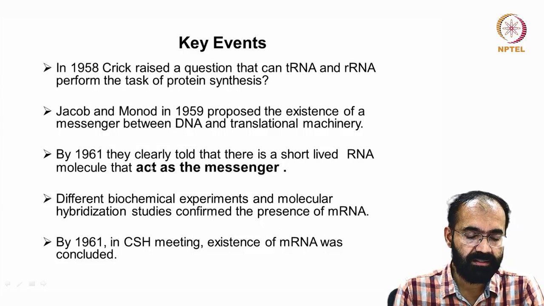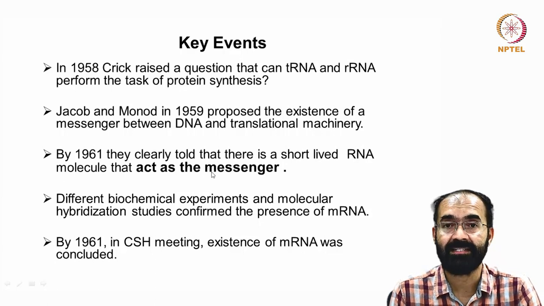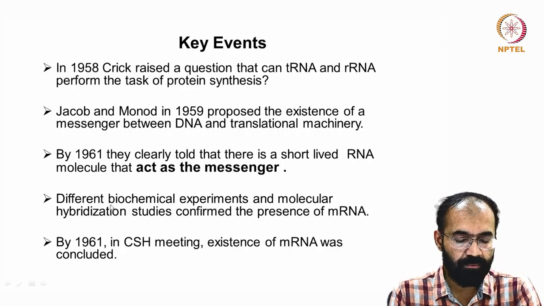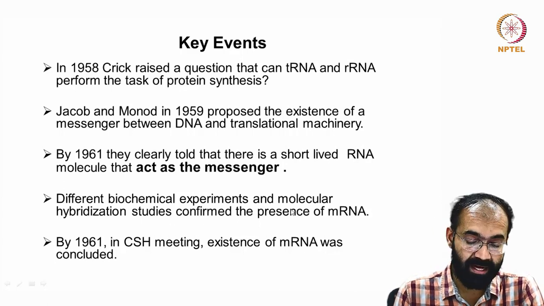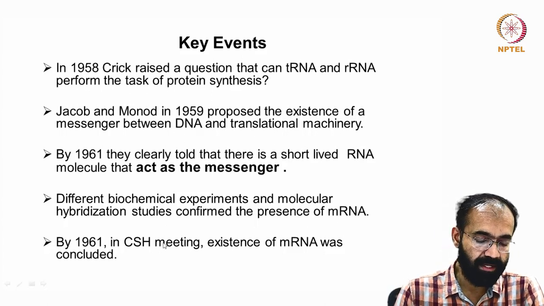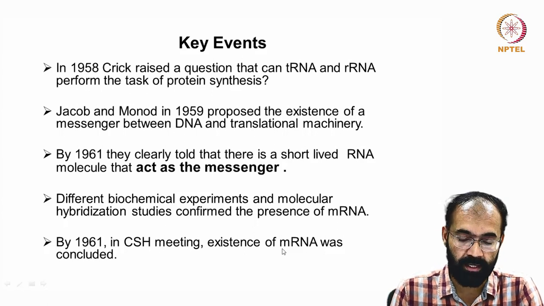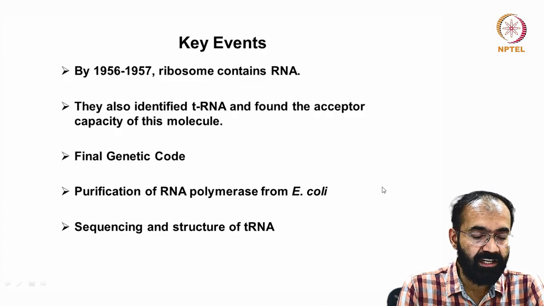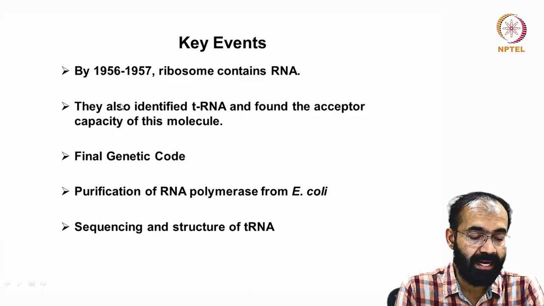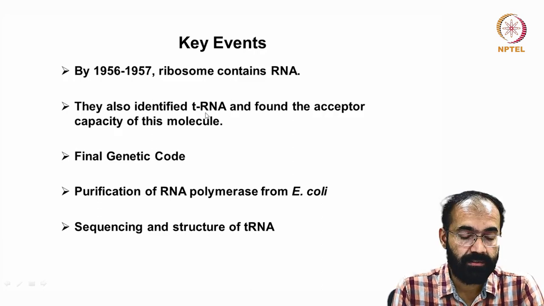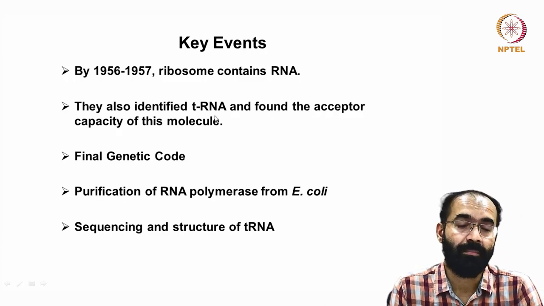By 1961, they clearly told that there is a short-lived RNA molecule acting as a messenger. Different biochemical experiments and molecular hybridization studies confirmed the presence of mRNA. By 1961, in a Cold Spring Harbor meeting, the existence of mRNA was accepted. And in 1956-57, ribosomes were known to contain RNA molecules. They also identified transfer RNA and found an acceptor capacity of this molecule for amino acids.